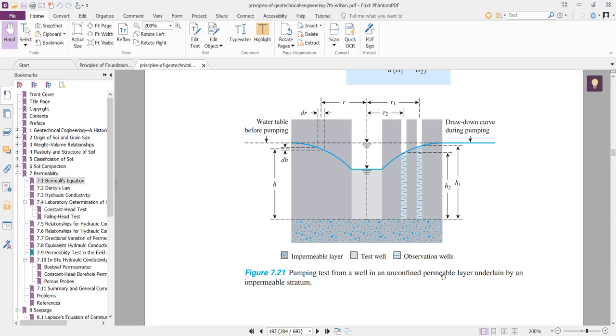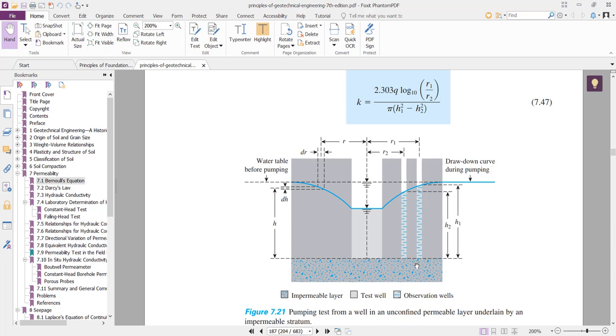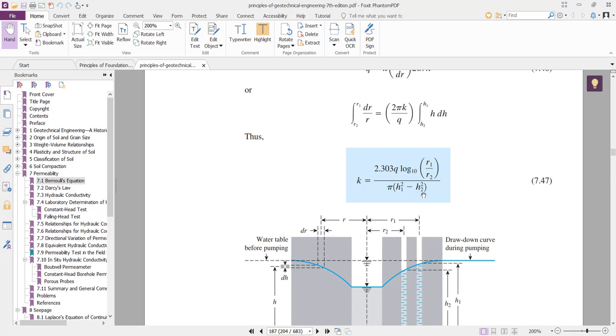This is an unconfined permeable layer underlain by an impermeable stratum. So this layer is permeable, and this is an impermeable layer. So we start to take water from here, and we can calculate the k from this equation depending on the height here and the height here and the distance from this well to the observation well. You use this equation to calculate this. There is a proof, step by step, but we don't need to look at it here.